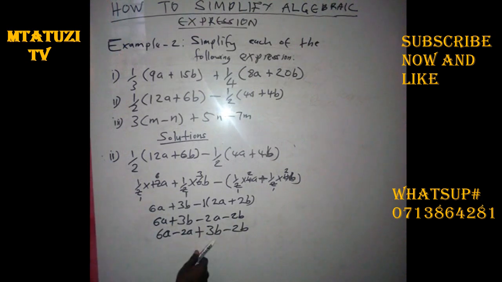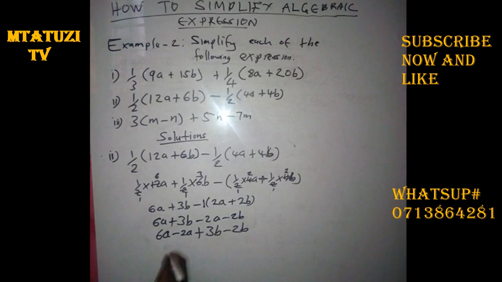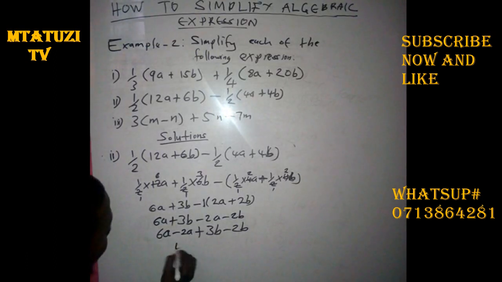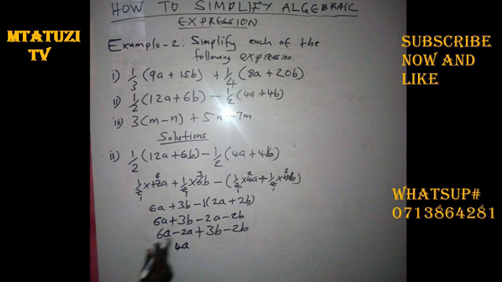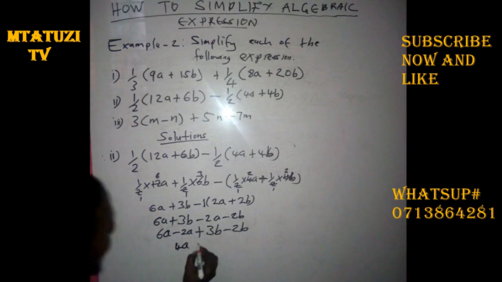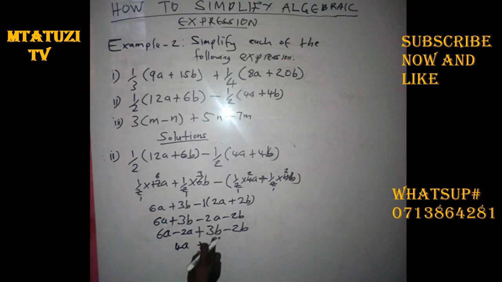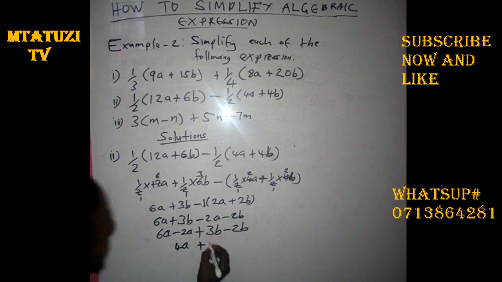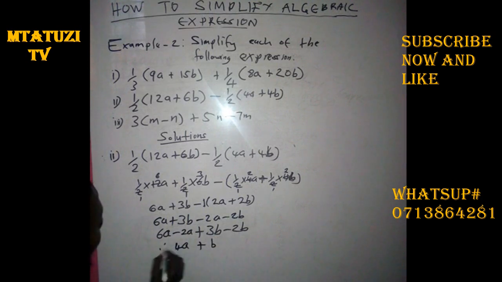Why do we say plus 3b? Because there is a plus behind the 3 and there is a negative behind 2. So we arrange as they are. So now we take 6a minus 2a, you get 4a, plus 3b minus 2b, you get b. So now you have already simplified that question.